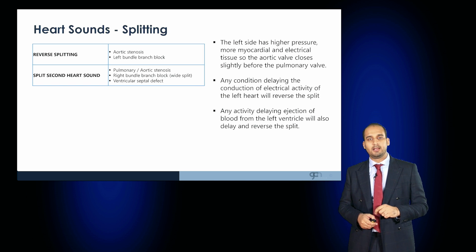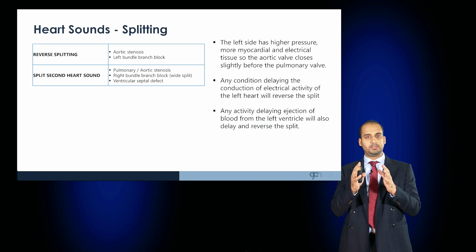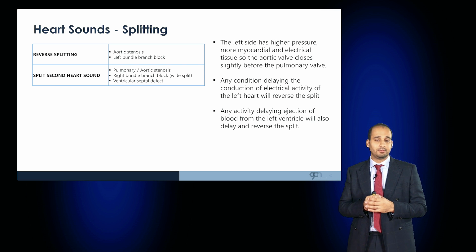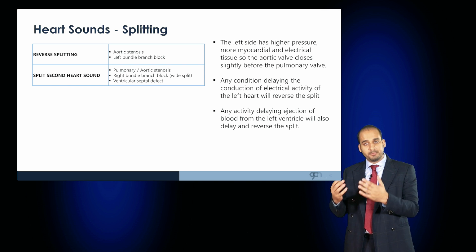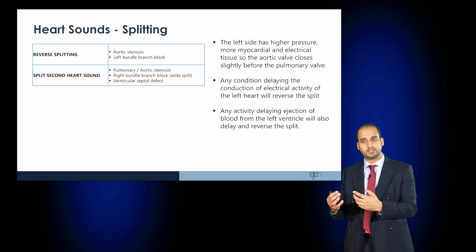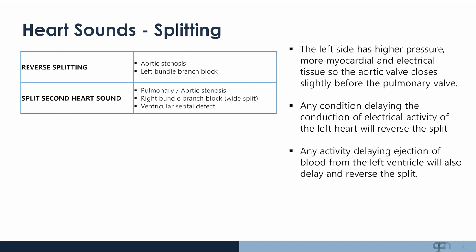A note on splitting. When we talk about splitting of the second heart sound, remember that the left heart has higher pressures, more myocardial tissue, and consequently more electrical tissue, which means that there's a slightly quicker closure of the left-hand side. So the aortic sound precedes the pulmonary sound, and that's why S2 is denoted A2, P2. But any condition that will delay the electrical activity or will delay the ejection of blood from the left-hand side will result in a widening or splitting of those sounds.